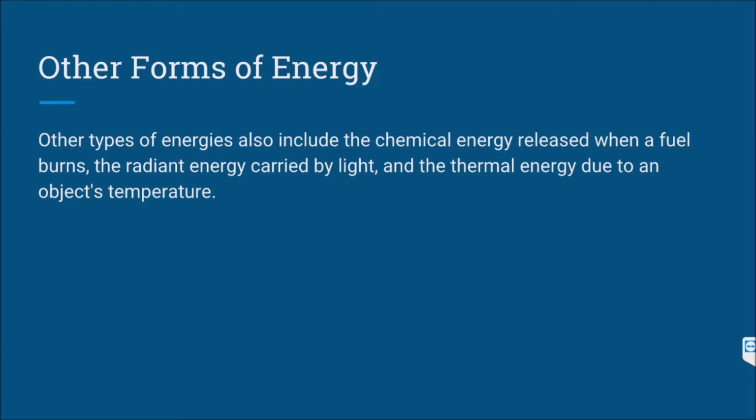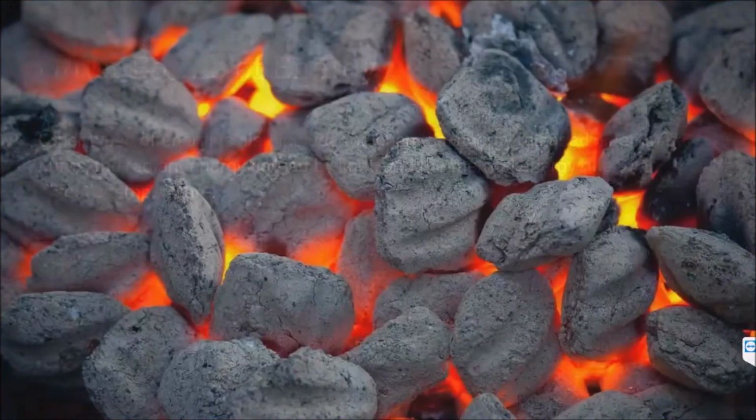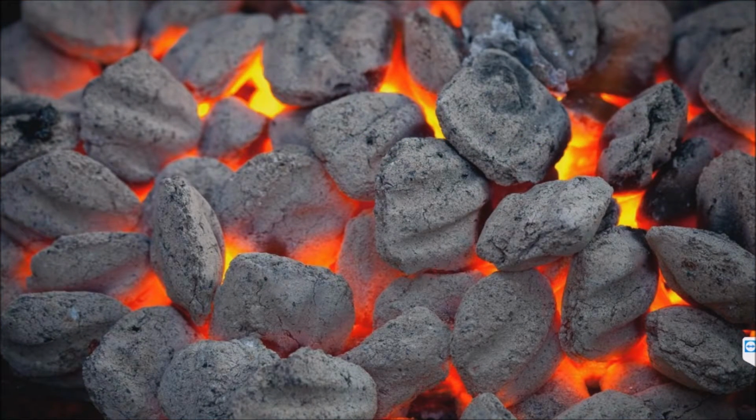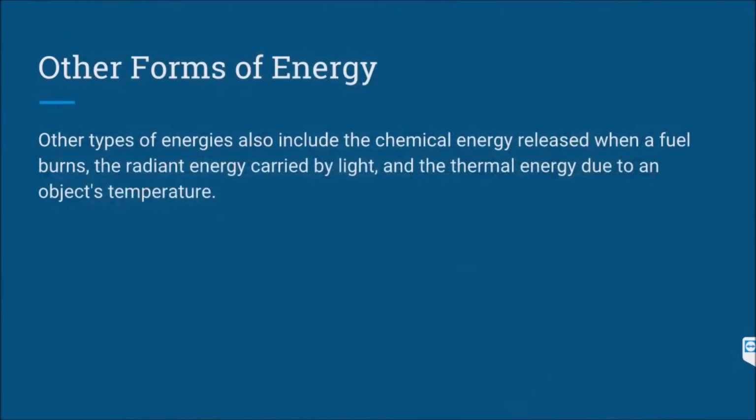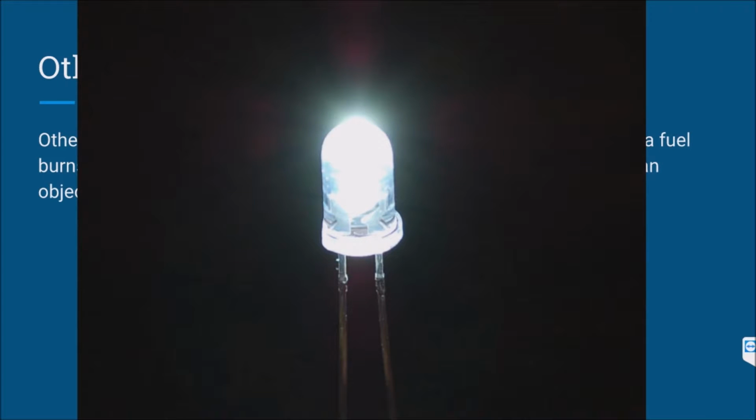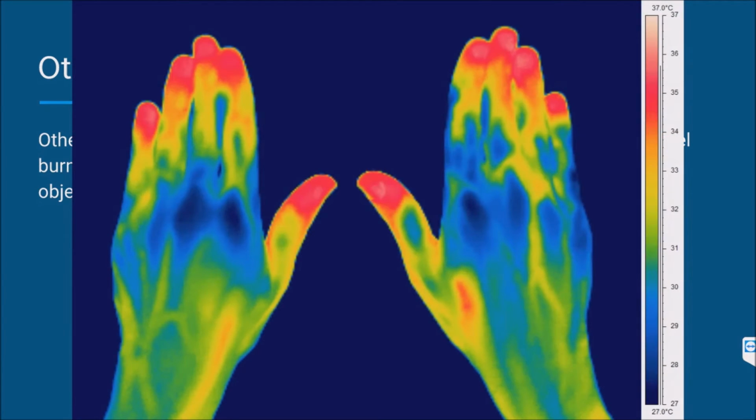Other forms of energy also include the chemical energy released when fuel burns, the radiant energy carried by light, and the thermal energy due to an object's temperature. Here we have some examples of this. Here we see coals burning, which is a fuel releasing chemical energy. Here we see light energy being released by this light bulb as radiant energy. And here we see thermal energy being released by this person's hands.